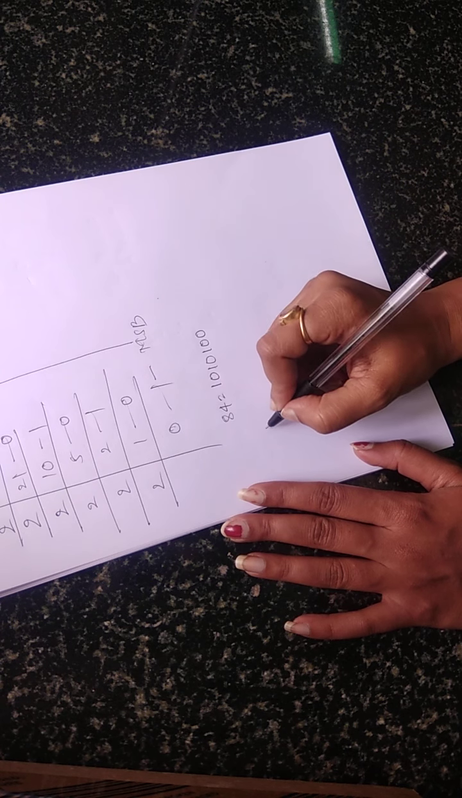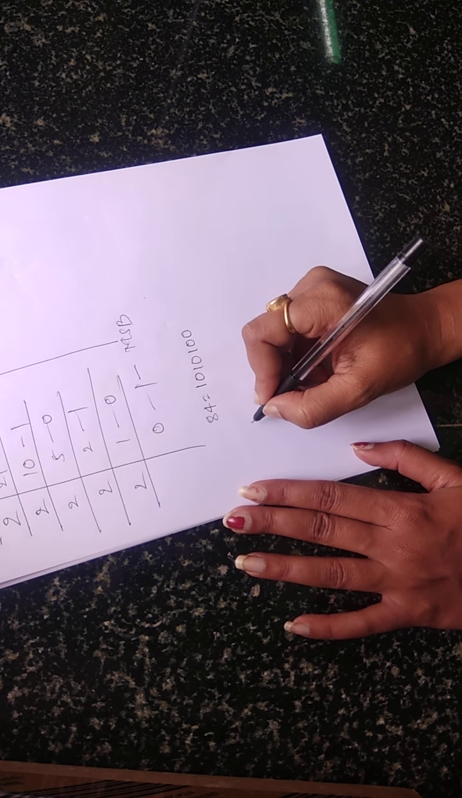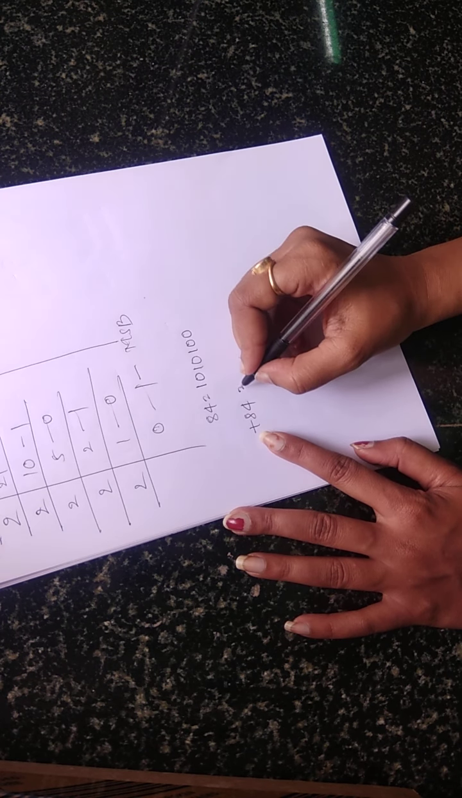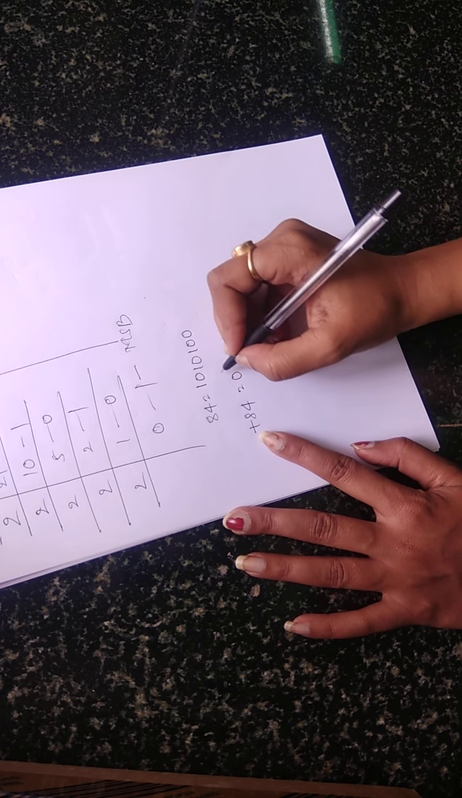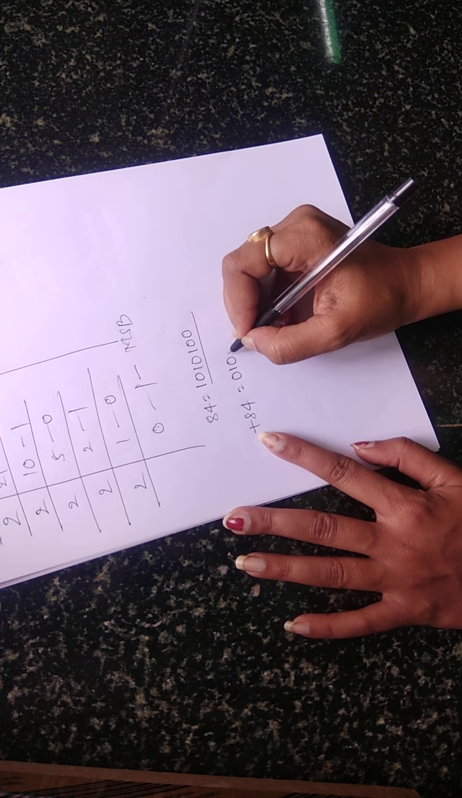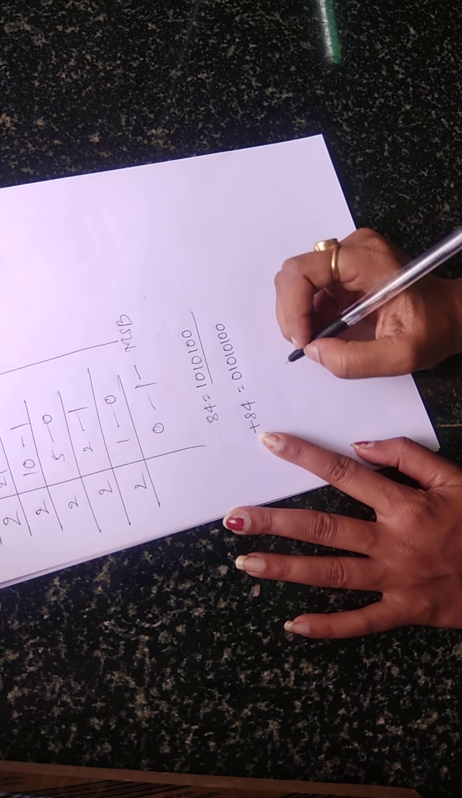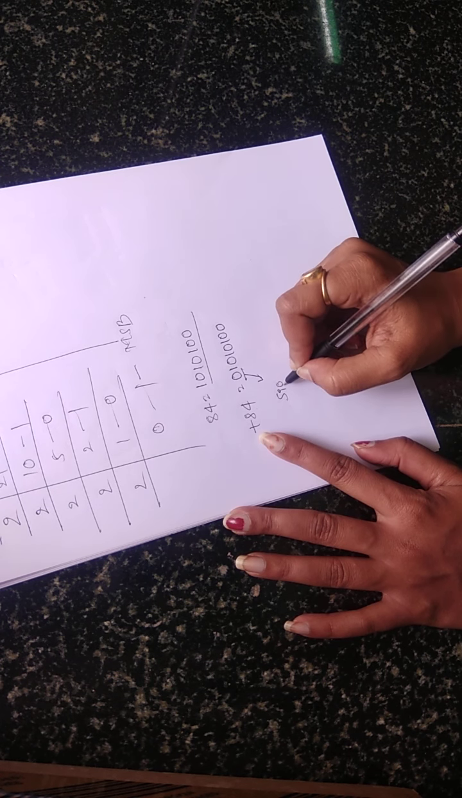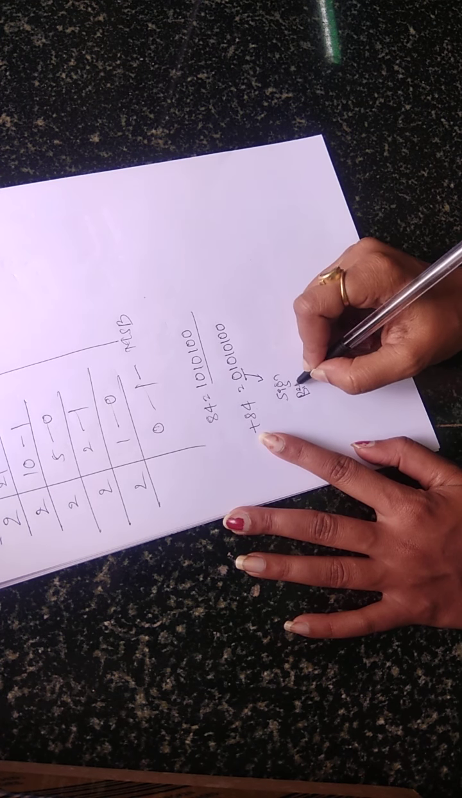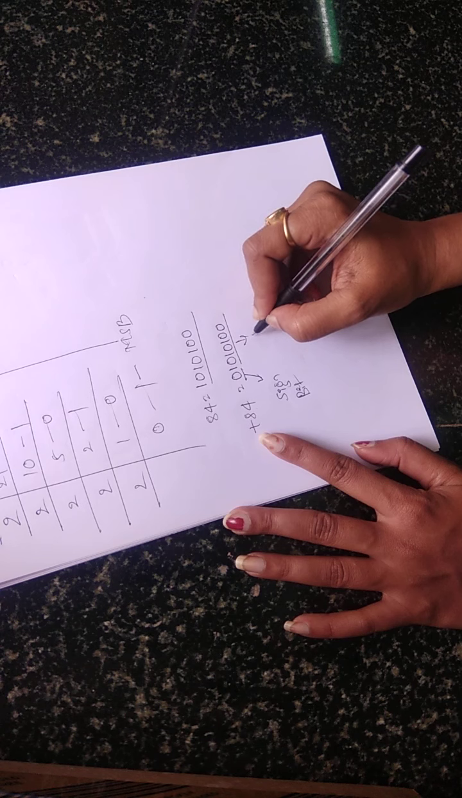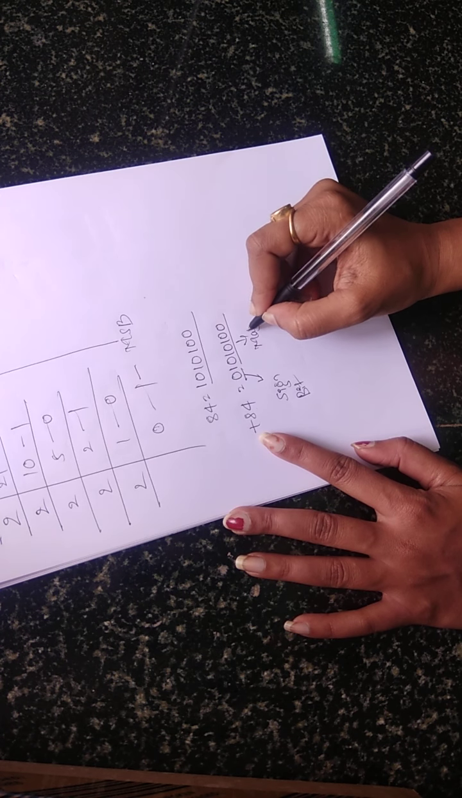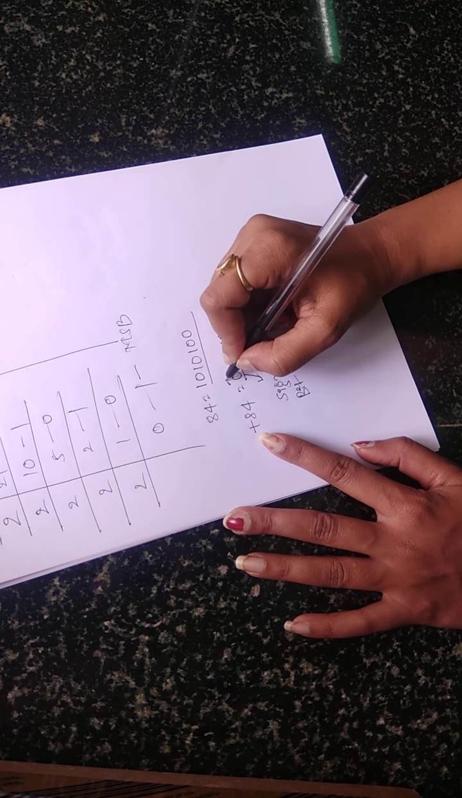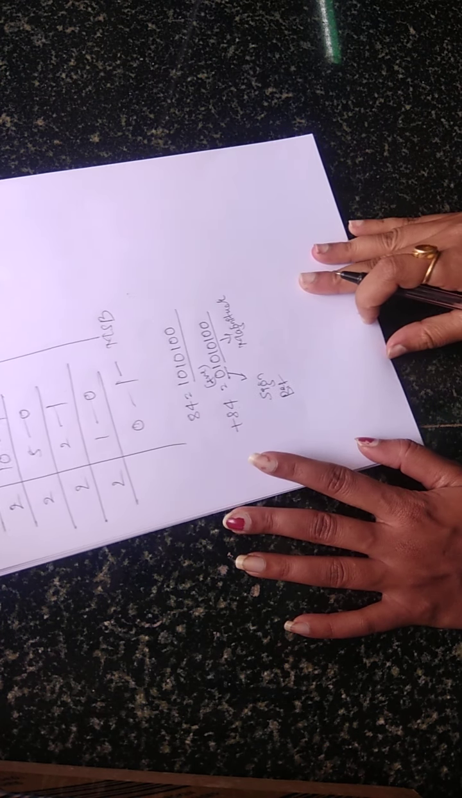Now we have to represent plus 84 and minus 84. So for plus 84, the first bit is always the sign bit. Done? Plus means it is 0. The value of 84 is this one, 1010100. Done? So this is your sign bit. This is your magnitude. This is 0 because the number is positive.